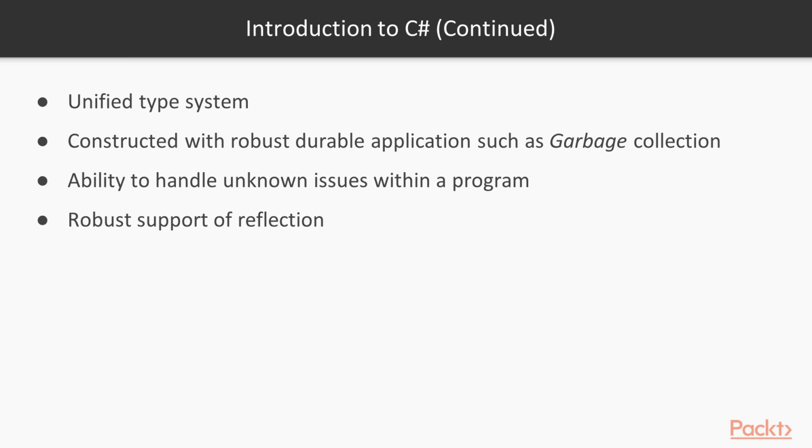It has a unified type system, which means all types in the language C# inherit from a single type, object. It was constructed with robust, durable features, such as garbage collection. It has the ability to handle unknown issues within a program, which is known as exception handling. Robust support for reflection, which enables dynamic programming.